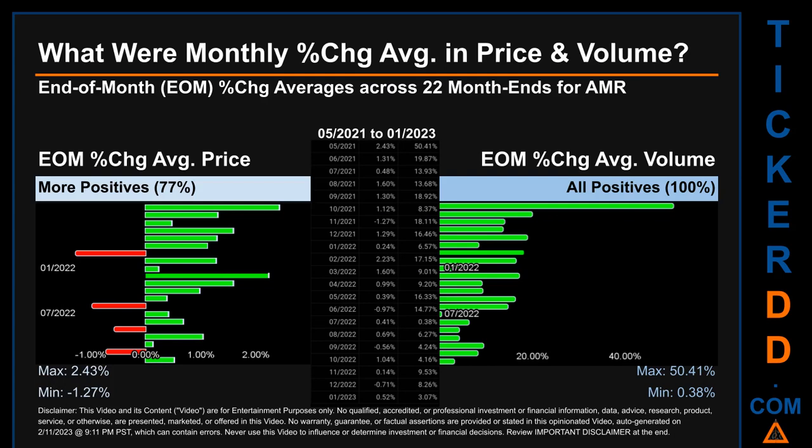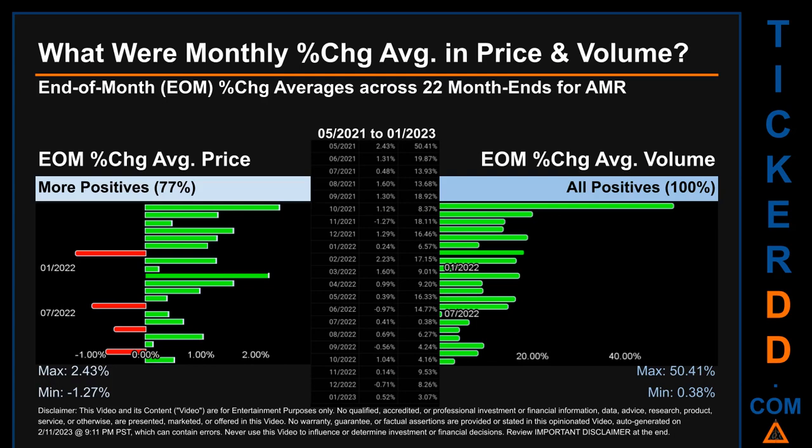What were end-of-month percentage change averages in price and volume for AMR? The monthly average of percentage change in price and in volume were calculated for each of the 22 month ends. That calculation took daily percentage changes and averaged them for each given month. If a month end came out negative, then it means that the month summarily saw a negative change. From 05/2021 to 01/2023, 17 out of 22 month ends had a positive percentage change in average price. That is 77% of month ends saw a positive percentage change in average price.